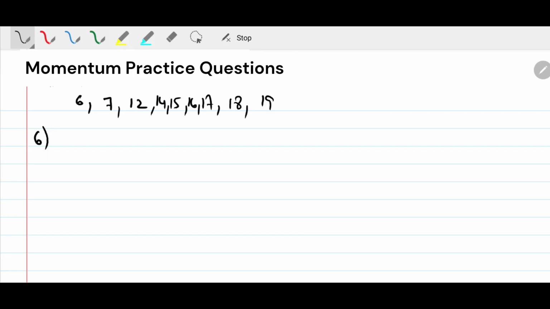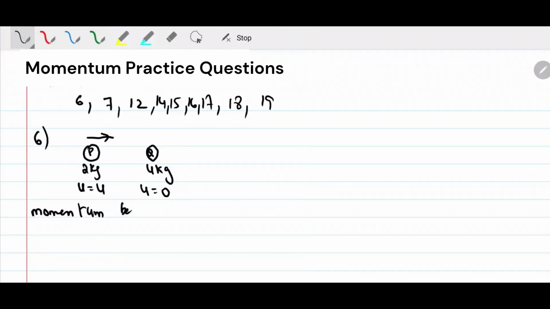Particle P of mass 2 kg is traveling with an initial velocity of u meters per second, whereas particle Q is at rest, which is of 4 kg, so its initial velocity is 0. So momentum before collision is 2u plus 4 into 0, which is 2u.